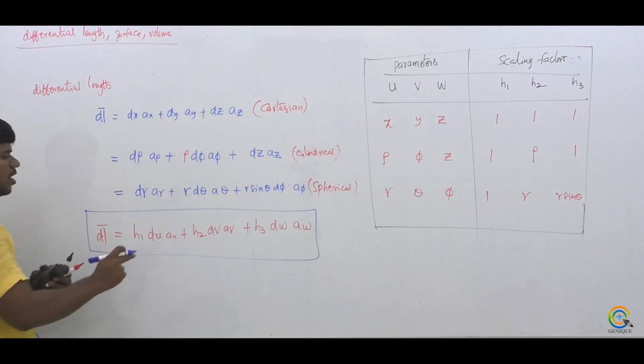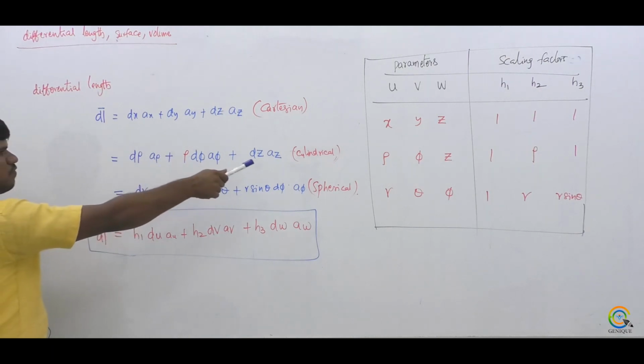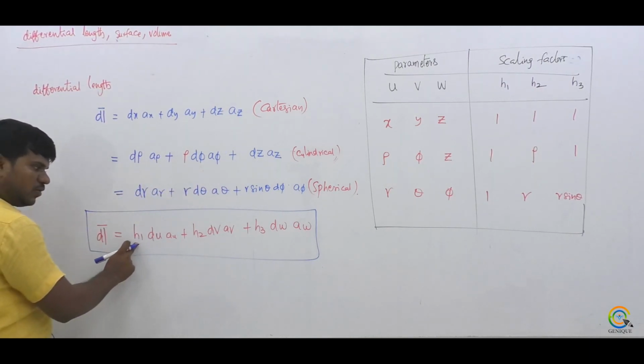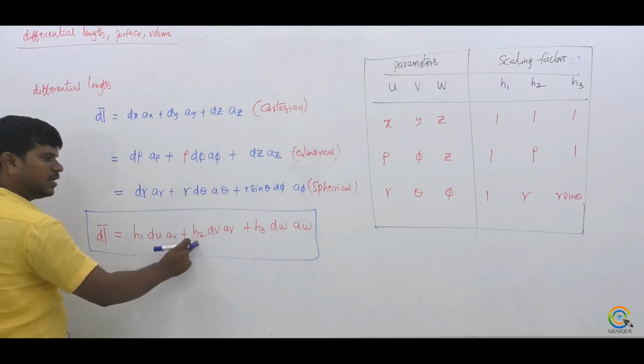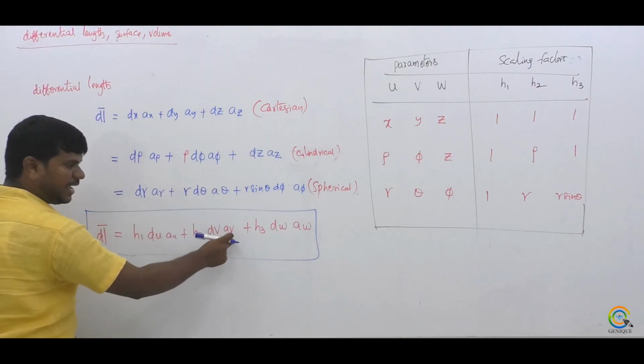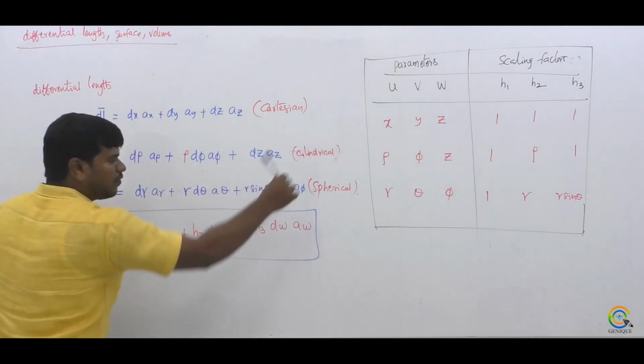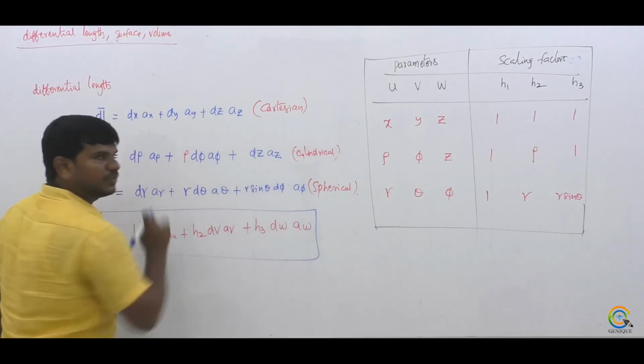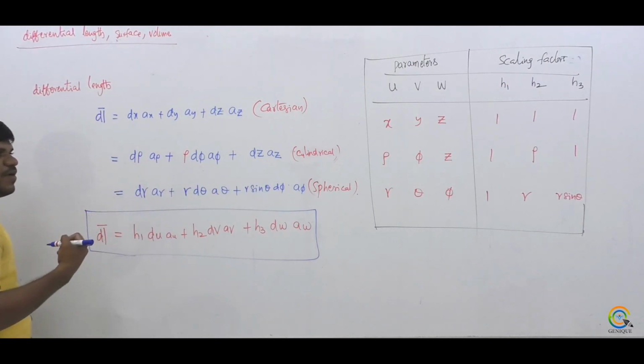Cylindrical coordinate system, how can I write? h1 is 1 into d rho a rho, h2 is rho into d phi a phi, plus h3 is 1 into dz az.